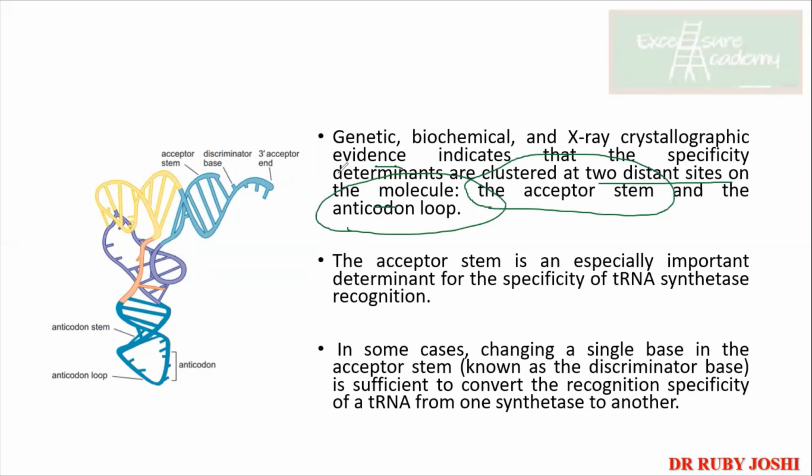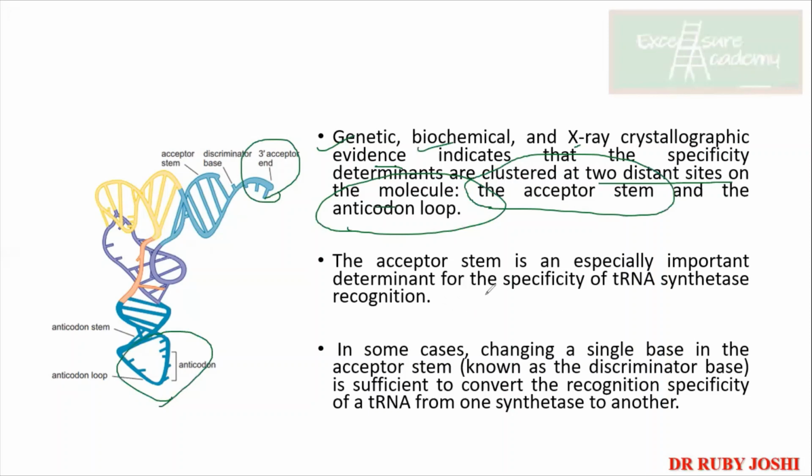When you talk about genetic, biochemical, X-ray studies, what do we do? Genetic means we are making mutants, and we try to see whether it is possible to change the anticodon and still have it get charged with the same amino acid or with other amino acids. By doing these experiments, it was found that these are the 2 important regions: one is the acceptor arm and the other is the anticodon.